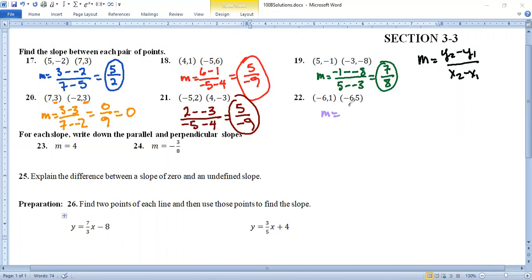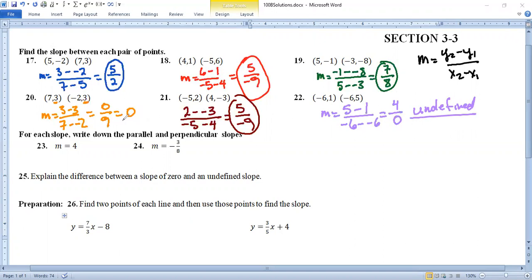The slope is going to be 5 minus 1 over -6 minus a -6. So that is 4 over 0, since -6 plus 6 is 0. If you try that in your calculator, you get an error. So this is where we have undefined. That is an undefined number. We can't divide by 0.